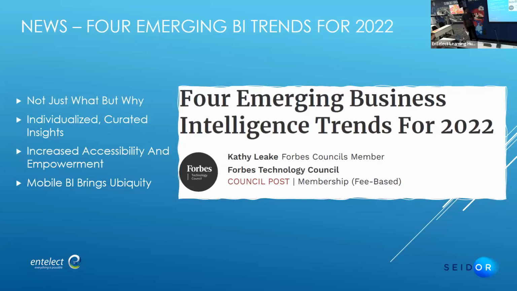The first item there is not just what, but why. Previously, it was enough for BI to explain: let's look at your history, let's look at previous quarters, these are your numbers, this is what you did last year. You always looked at what happened in the past, but now businesses are moving to asking why that happened.